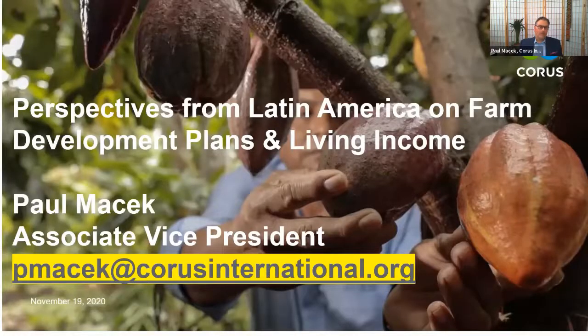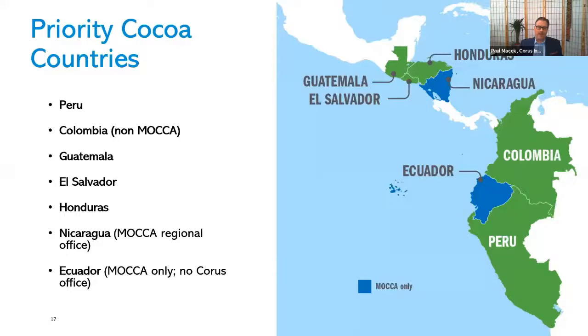So we don't really have farm development plans in the current sense of what I described in West Africa, but I think there are some emerging trends in the cocoa sector in Latin America that are worth looking at and might provide a really strong foundation for building out a more robust, information-rich farm development plan and multi-year planning.